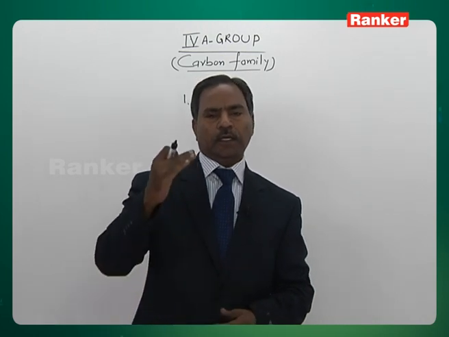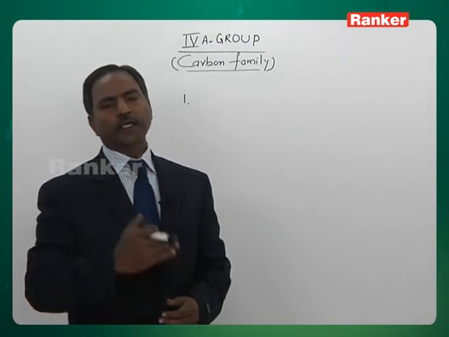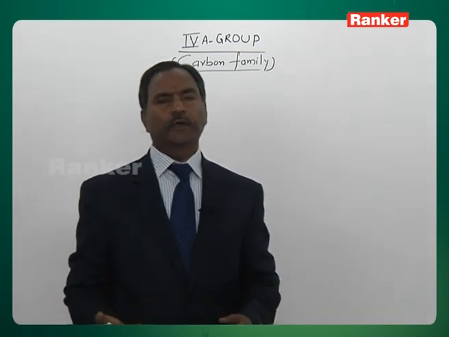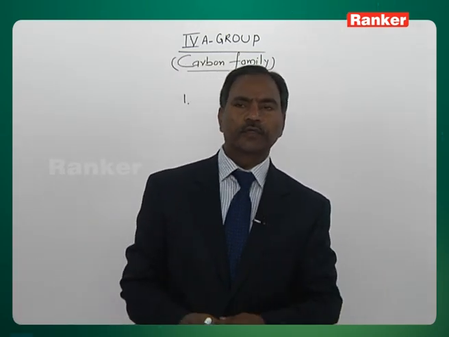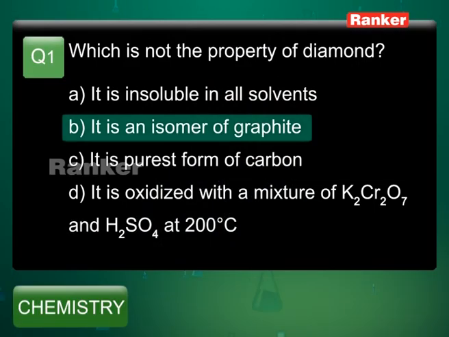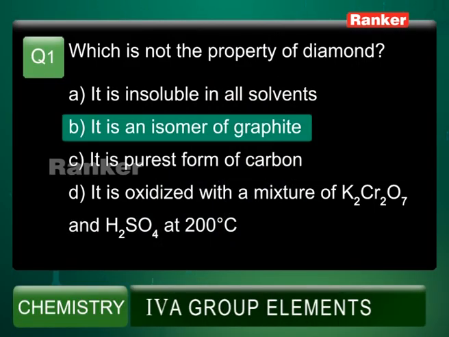Therefore, option B, it is an isomer of graphite, is not true. It is not an isomer. Diamond and graphite are both allotropes of carbon. Therefore, question number 1, the answer is B.